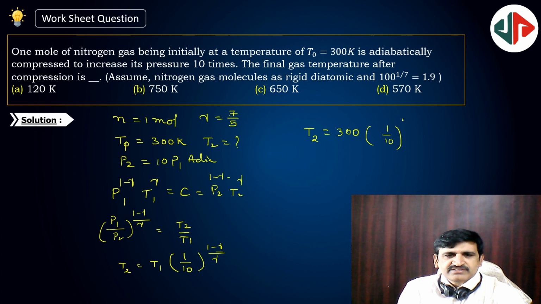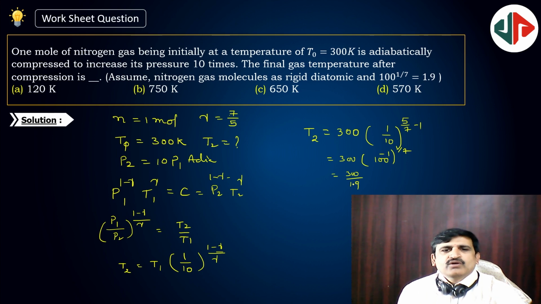Gamma is 5 by 7, right? 5 by 7 minus 1, that is 2 by 7. So 2 by 7 means we'll take 300 into 100 to the power of minus 2 by 7, which will be as usual 1.9. So 300 by 1.9 will come because the power minus sign is there. So the final temperature after the compression is equal to 300 by 1.9.